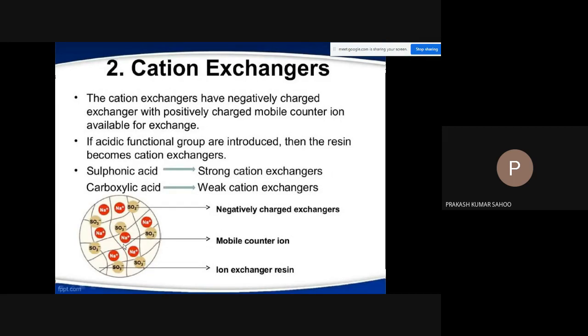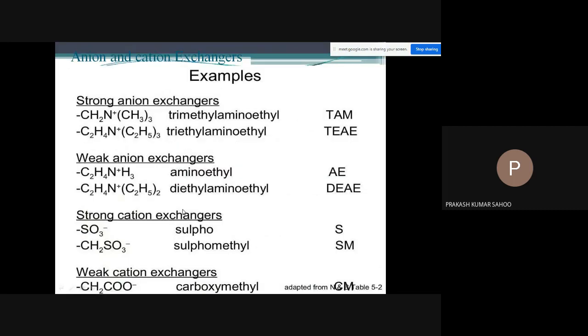Then just see this one. For cation exchanger, this is SO3 minus. This is the strong cation exchanger. Now these are some examples with their common names. This is TAM, trimethyl aminoethyl, that is triethyl aminoethyl, TEAE. So these are the different exchangers.